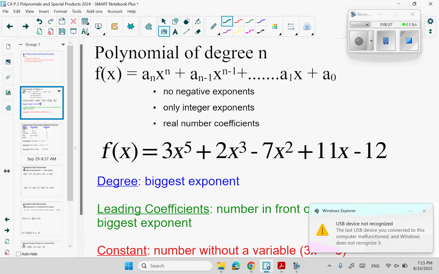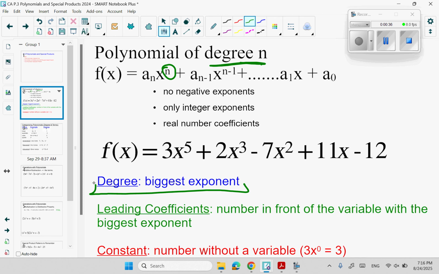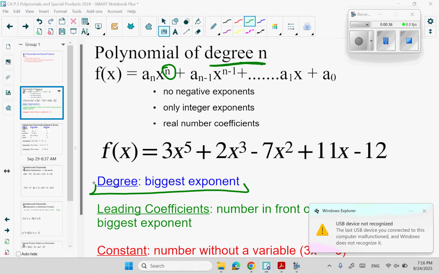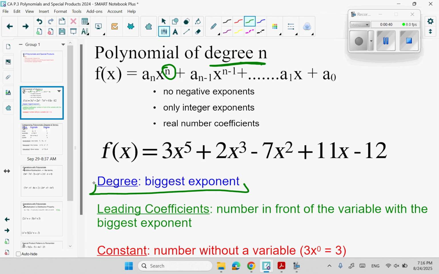So, a polynomial of degree n. We call it degree n, where n is the highest exponent. That's what a degree means: the biggest exponent we have that's attached to our variable. If it's in standard form, it should be the first thing right there. Now we want no negative exponents, only integer exponents, so just whole numbers, and real number coefficients. So I should only have 1, 2, 3, etc., and I should have no imaginaries.